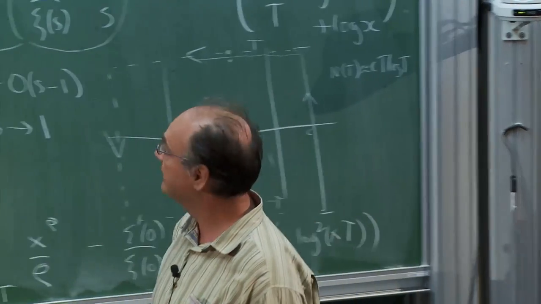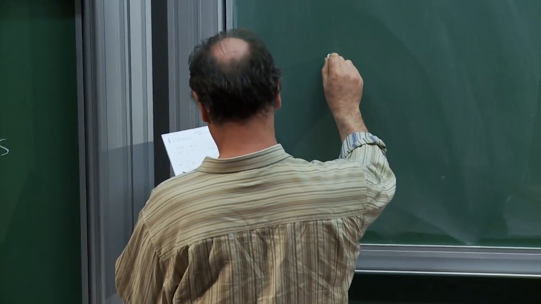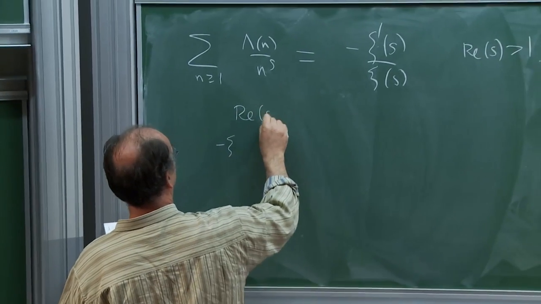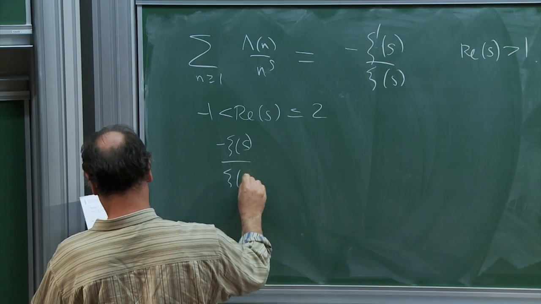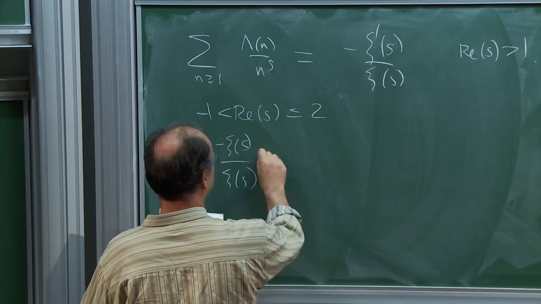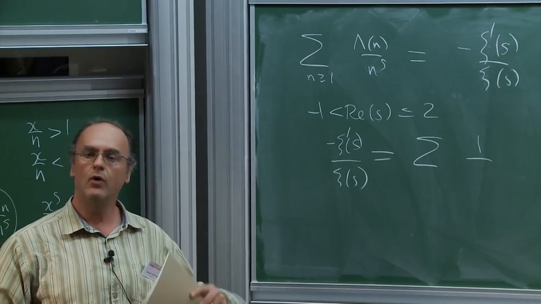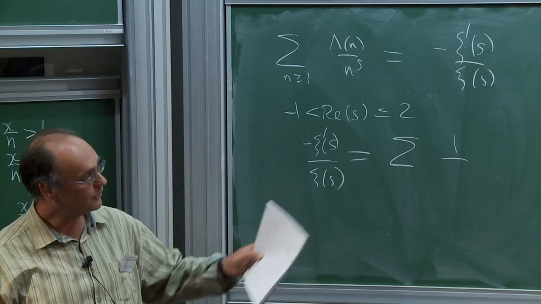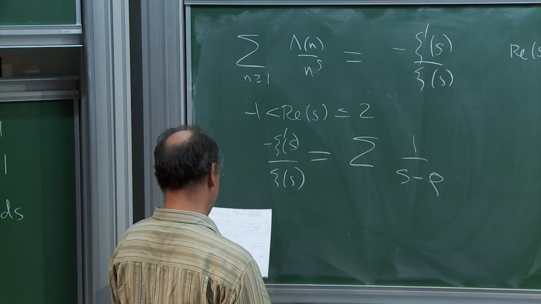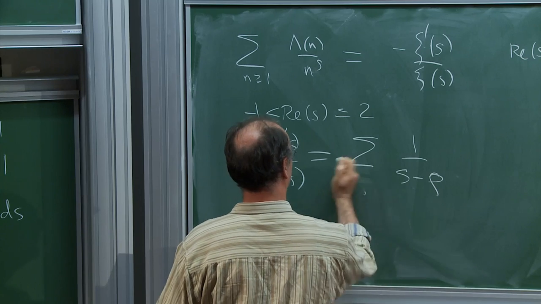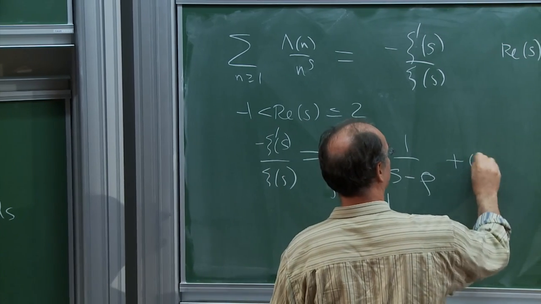So when you do that, you can get some idea of the size of zeta prime over zeta. And to cut a long story short, in this kind of region, so the real part of s between minus 1 and 2, minus zeta prime s over zeta s is dominated by, well, perhaps not surprisingly, something like the sum of 1 over s minus rho. Yeah? I mean, that's what appears in the formula over there. And so this is dominated by the s minus rhos that are close in. So in other words, the sum over the zeros rho such that the absolute value of s minus rho is less than 1, plus some sort of error term.